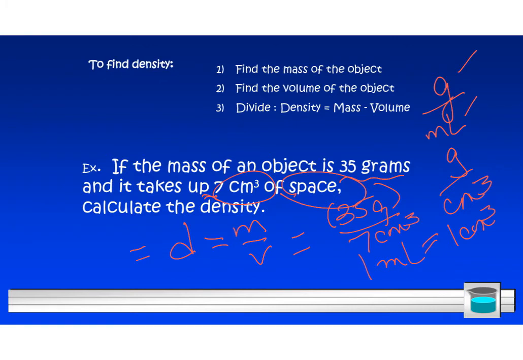And so if you plug that in your calculator or do it in your head, that means that the density is 5 grams per cubic centimeter. And you could express it as 5 grams per milliliter too. Remember I said milliliter and cubic centimeter are the same?